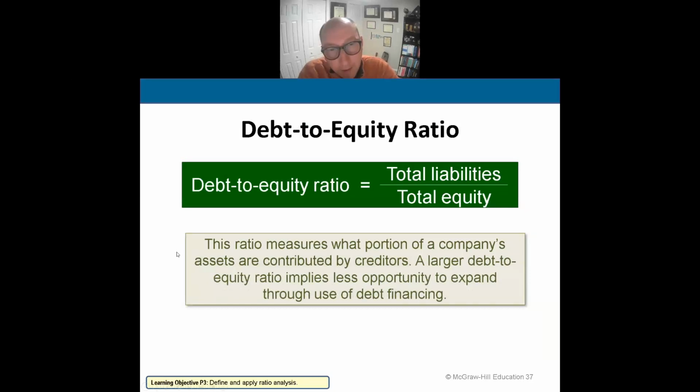Debt to equity ratio. This one is important for the banks. The banks use this in order to determine whether to issue a loan. The bank takes the total liabilities divided by total equity. This gives us the debt to equity ratio.